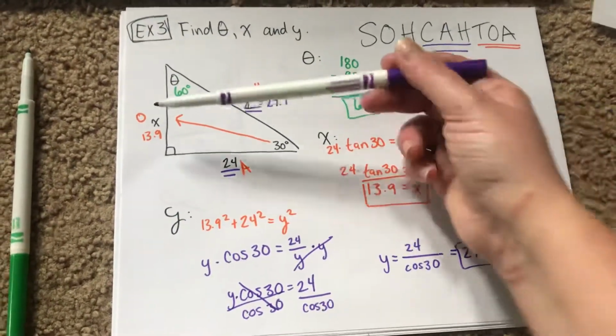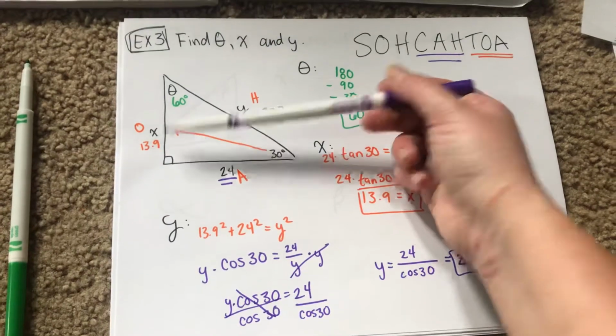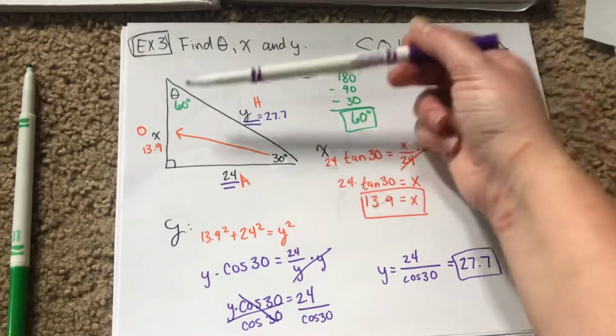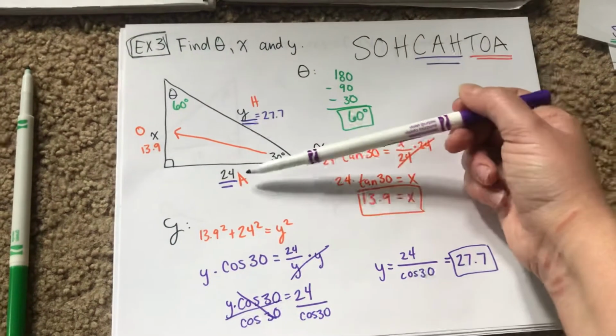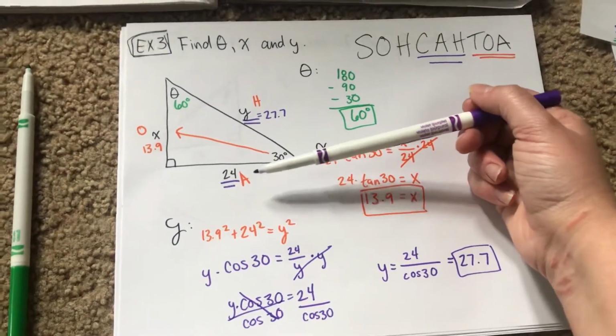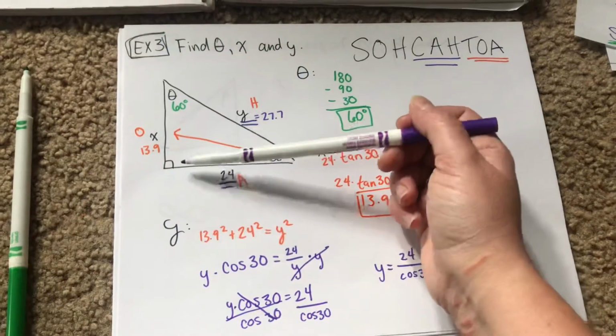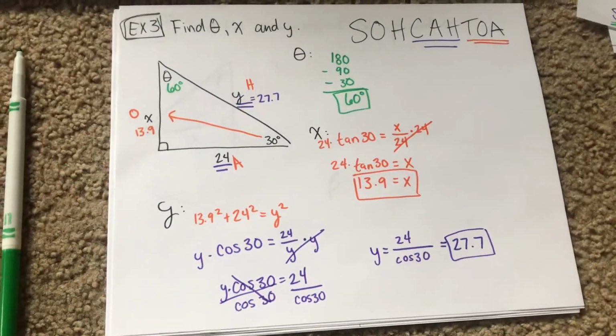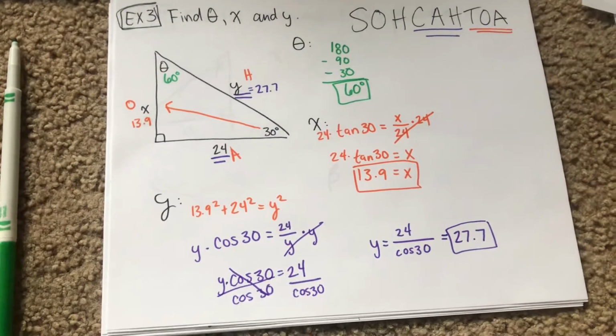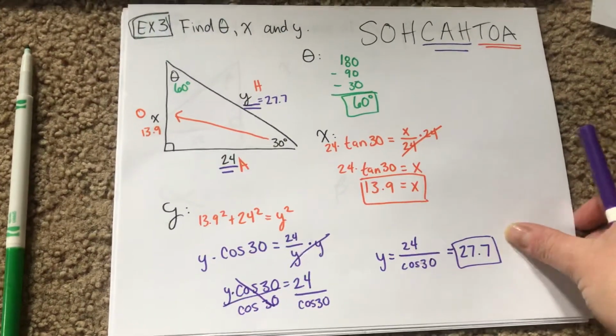So if we have 30 to 13.9, 13.9 is our smallest side, 30 is our smallest angle. 60 degrees is our middlemost angle, and it's opposite the middlemost side, 24. And then our largest angle is 90 degrees across from our largest side, 27.7. So we probably ended up with the correct answer, and I guarantee you we did. So this is awesome. That's example 3.